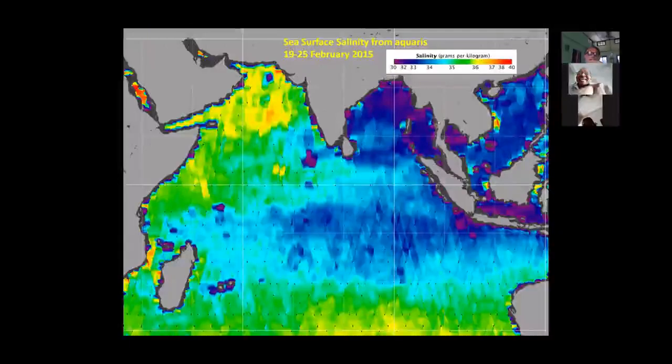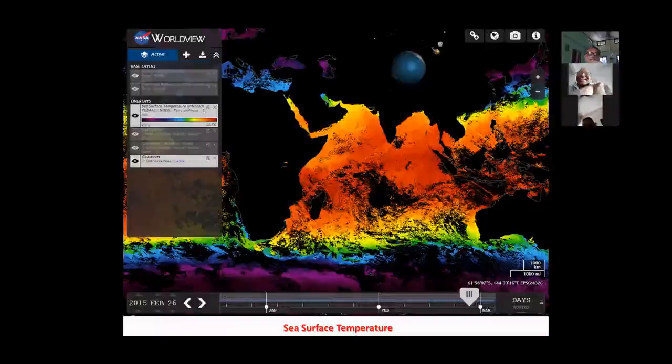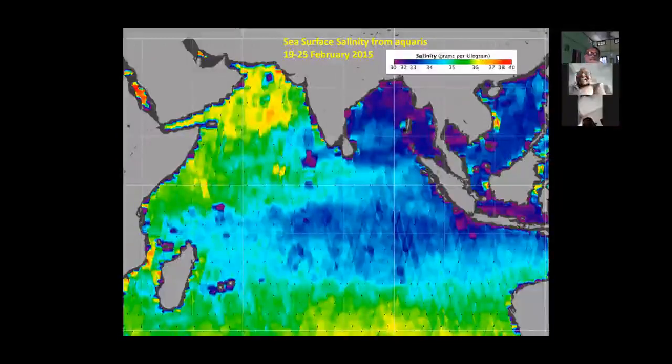Very recently, for your information, just go back slowly. This is the sea surface temperature, and that is the sea surface salinity. The previous one was sea surface temperature. This is the sea surface temperature of the entire Indian Ocean, from the GHRSST. This is actually a composite of the different types of SST available in the World Ocean. And next is sea surface salinity.